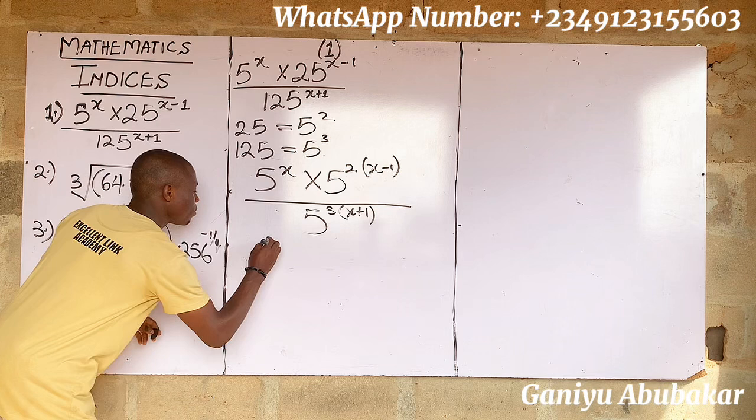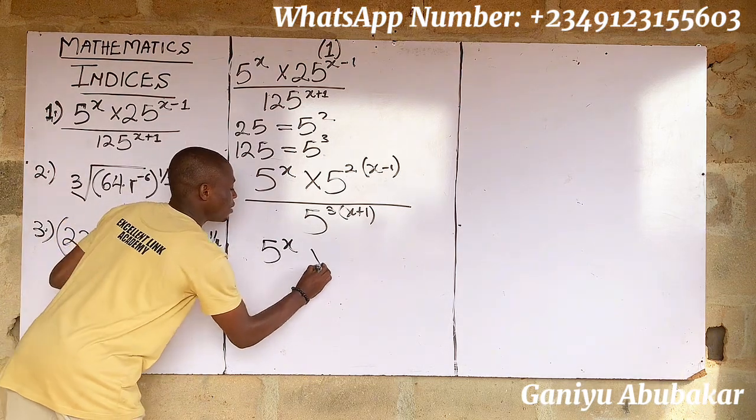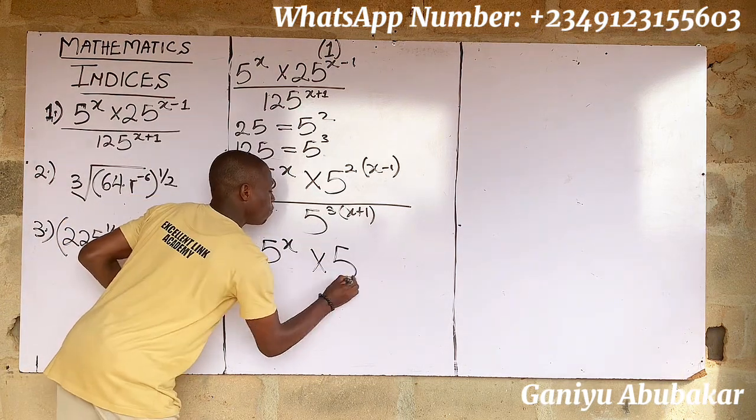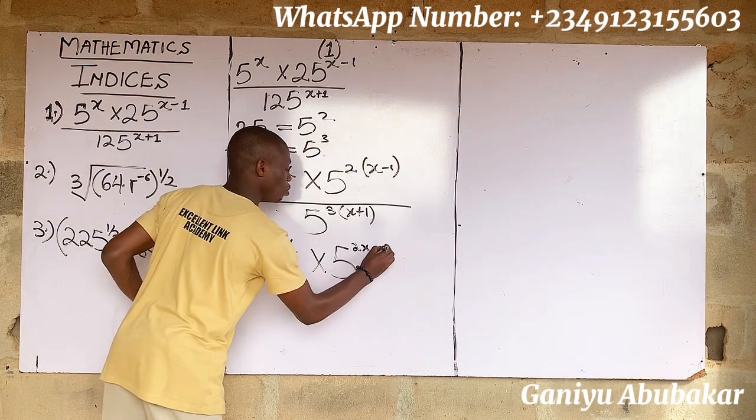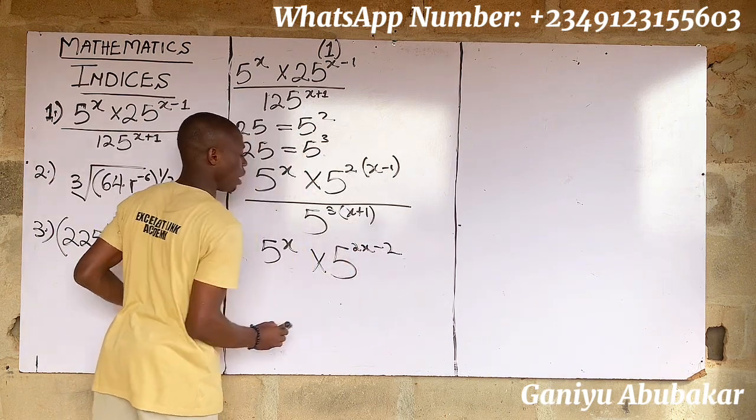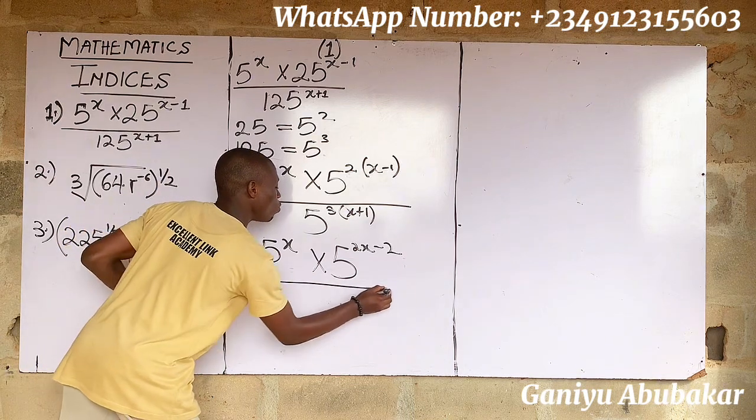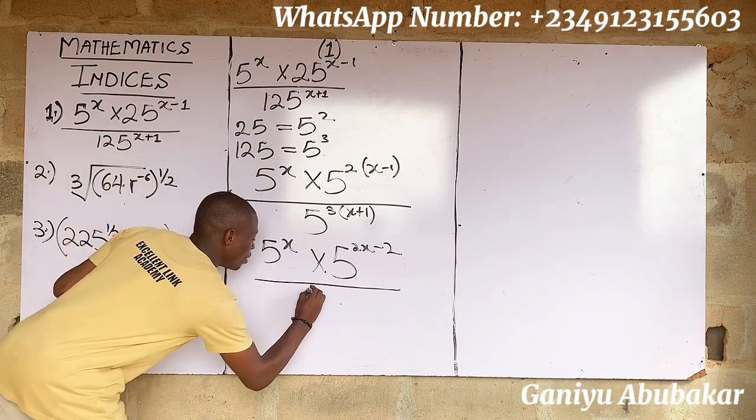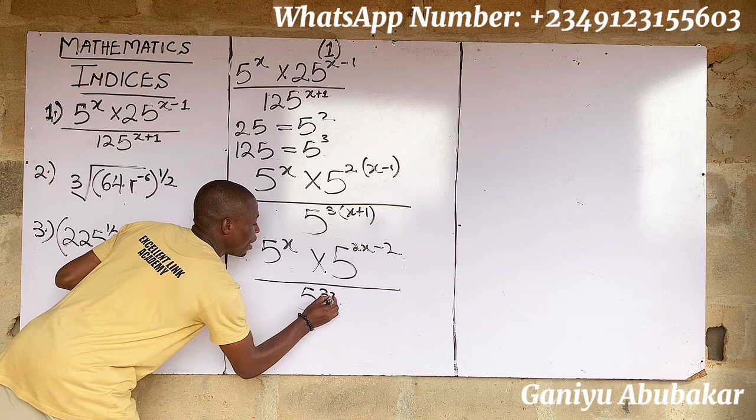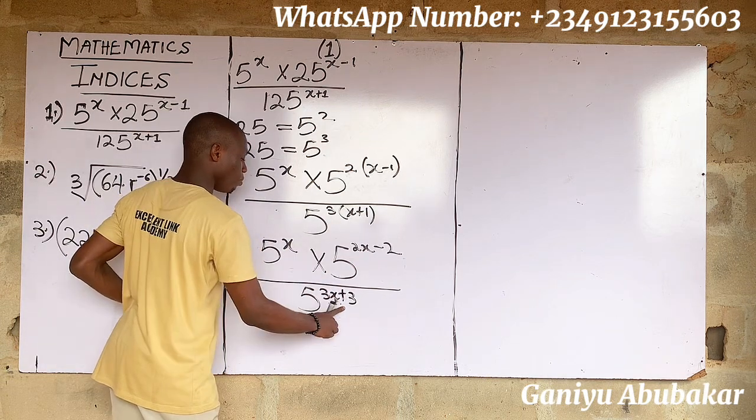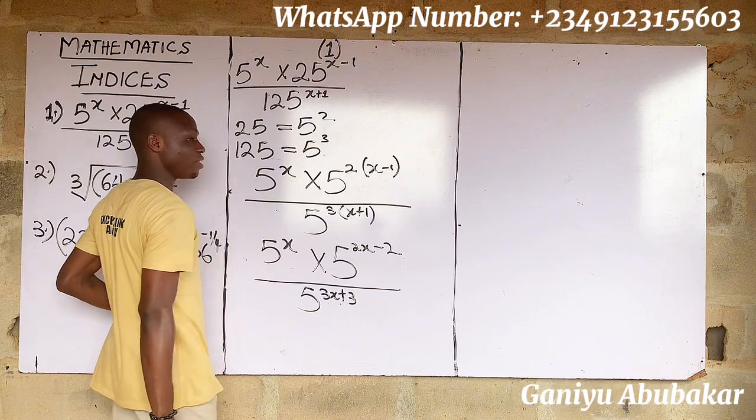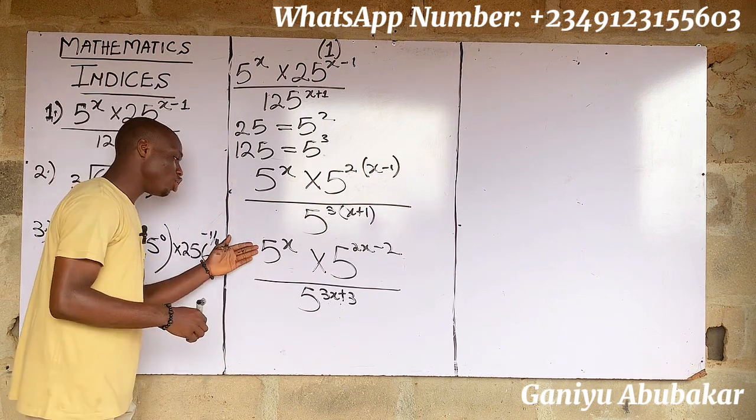So I'm multiplying this stuff together. So I have 5 to power x times 5 to power 2 times x minus 1, which gives 2x minus 2, times 1 is of course 2. So I have this all over 5 to power 3x plus 3. Of course, 3 times x is 3x, plus 3 times 1 is of course 3. So I have this.